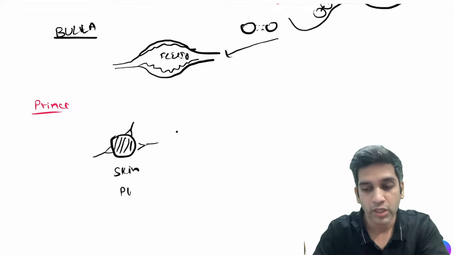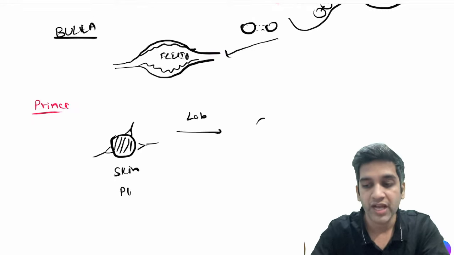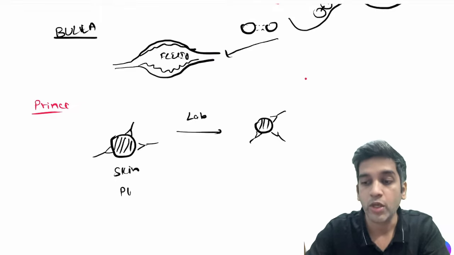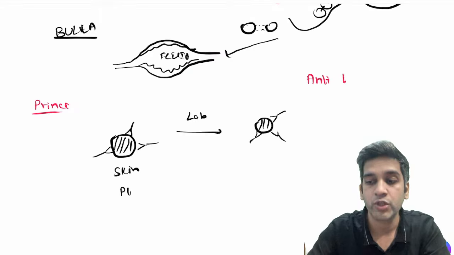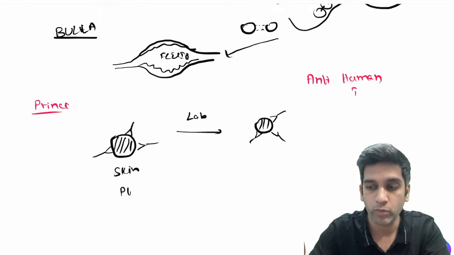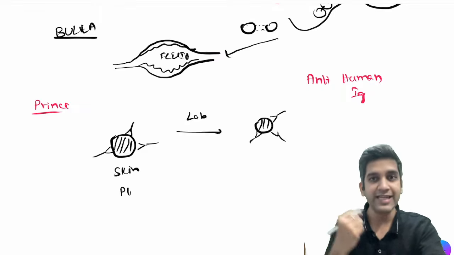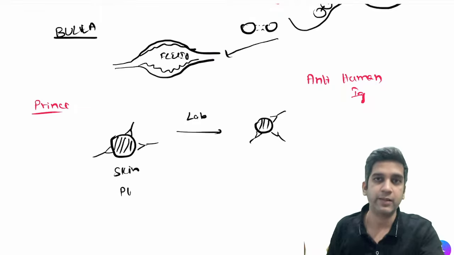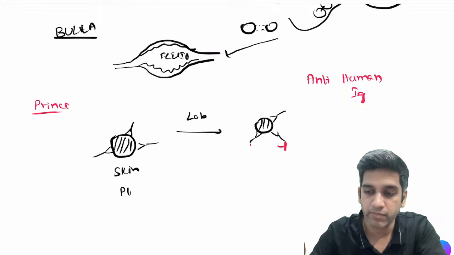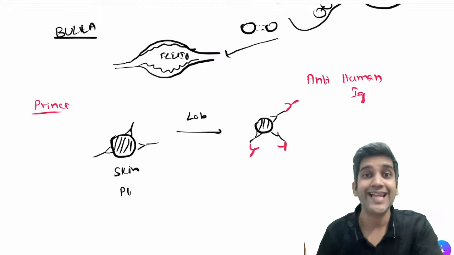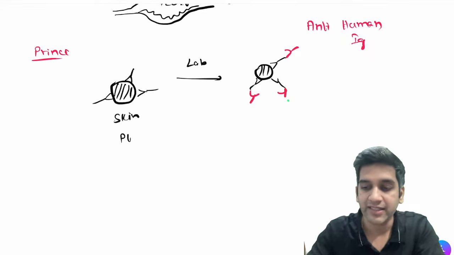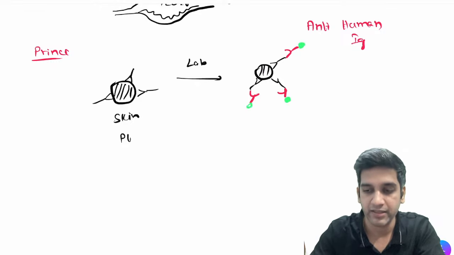Now, when it comes to the lab, I add something called an anti-human antibody. These are the antibodies of the disease, right? Don't confuse them. What I add here is antibodies to human immunoglobulins. This I create in the lab. Where will they go and bind? They'll go and bind to this antibody. This will bind to this antibody, this will bind to this antibody. This is lab made. While making the anti-human antibody, I add a green color dye.